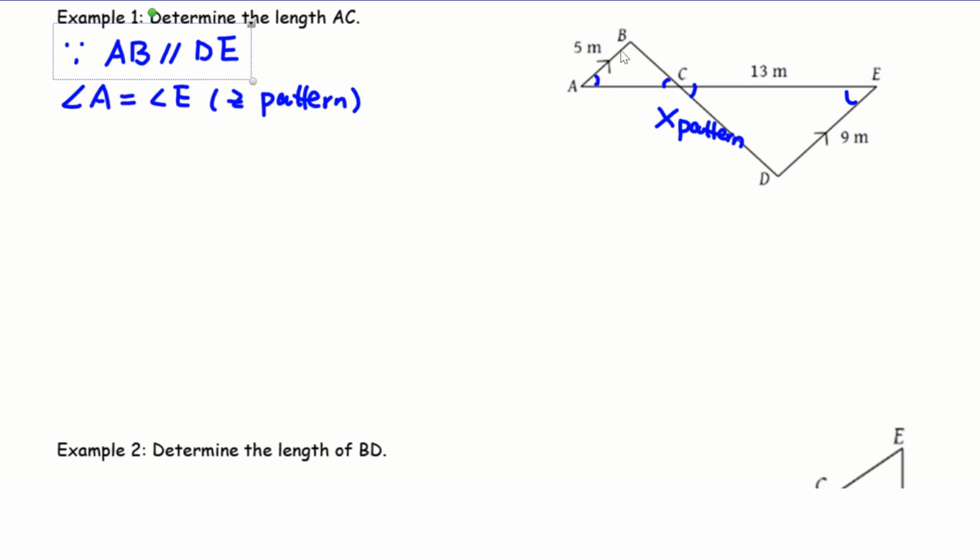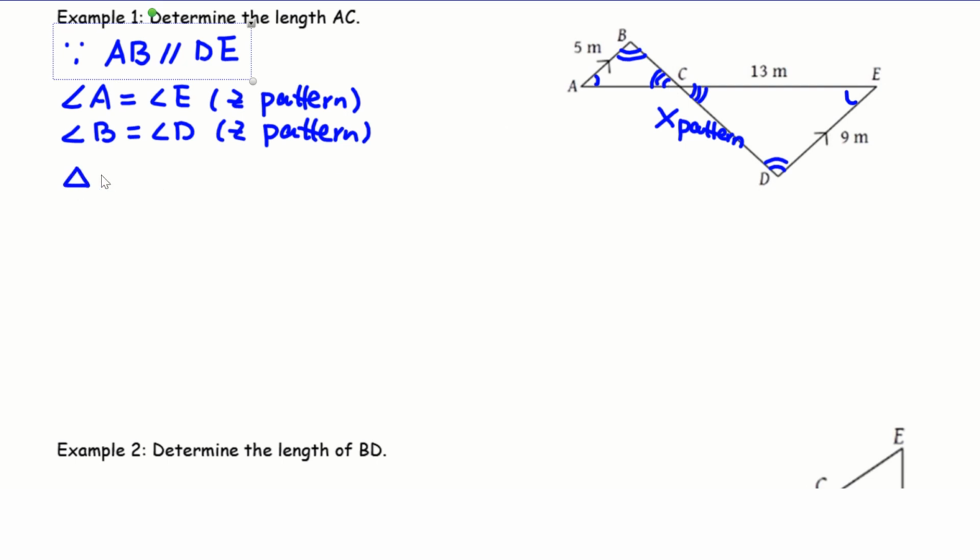Then another one is angle B. So this is a triple arc. So angle B equals angle D by a Z pattern. Then if in the two triangles two corresponding angles are equal, the third one should be equal because 180 minus the other two will give you the third angle.